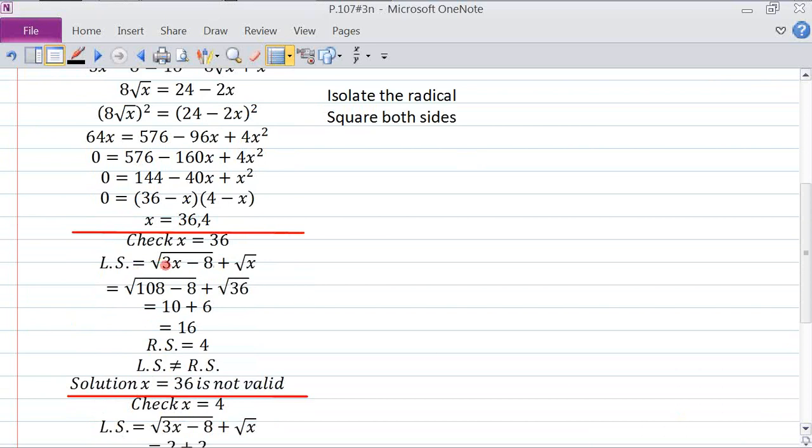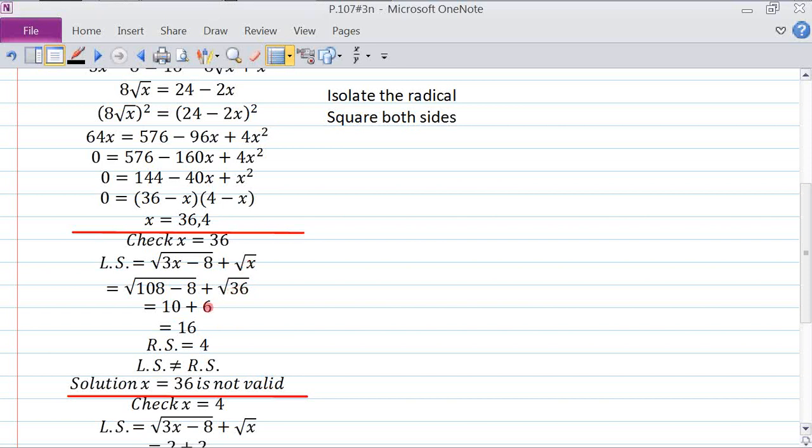So if we put 36 in here, 3 times 36 is 108. 108 minus 8 is 100, and the square root of 100 is 10. We put the 36 over here.